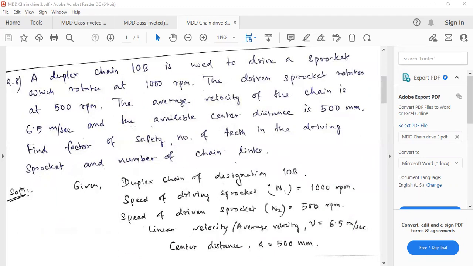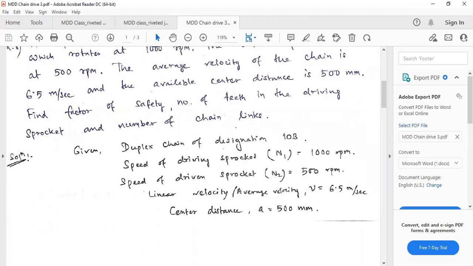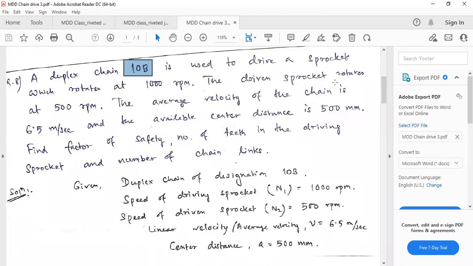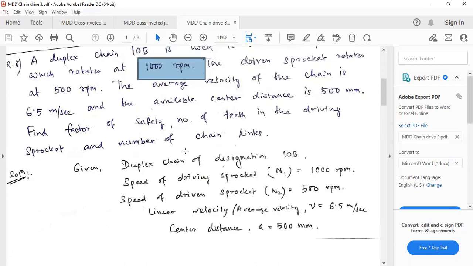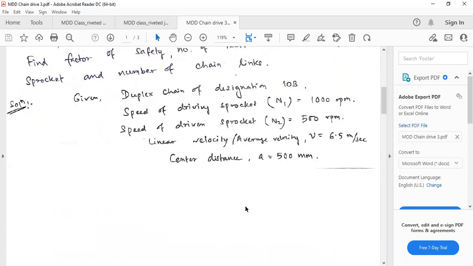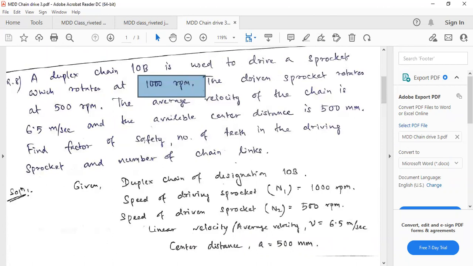So here you can see that we have this designation, and what else are given? Driven sprocket speed is given, and driving sprocket speed is given. The driving one is smaller in this case because it is rotating faster, 1000 rpm. So the driven one is 500. Okay, and you have the linear velocity given and the center distance also. So you have to find out factor of safety, number of teeth in driving sprocket, and number of chain links.